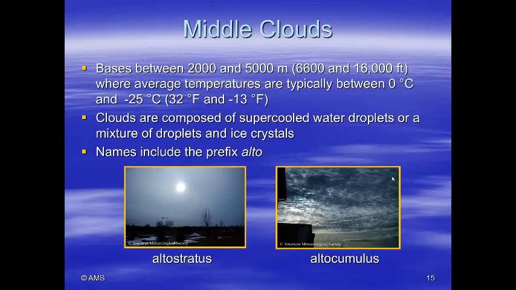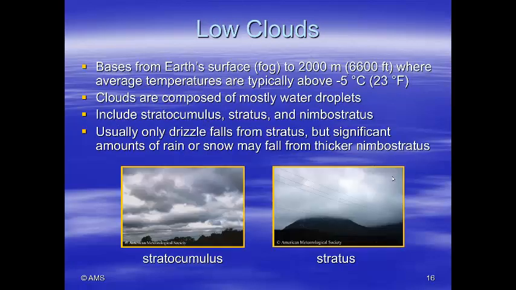The names include the prefix alto. So altostratus looks like a hazy cloud that covers the whole sky, and altocumulus. Low clouds, we have based from the Earth's surface, so that's fog, up to 2,000 meters or 2 kilometers. Here the average temperature is typically above -5 and 23 degrees Fahrenheit.